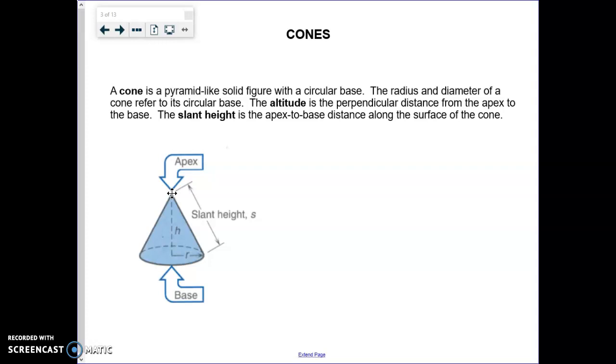So a cone is a pyramid-like solid figure with a circular base. The radius and diameter of the cone refer to its circular base. Okay? The altitude, which again is the height, h, is the perpendicular distance from the apex to the base. The slant height is the base to apex distance along the surface of the cone. Everything's similar, and we can even use the same formulas, ladies and gentlemen, that we did for a pyramid.